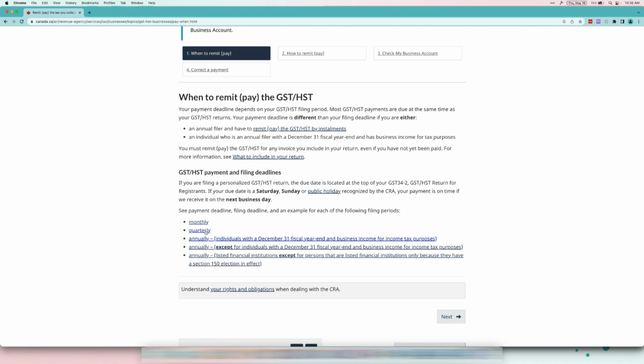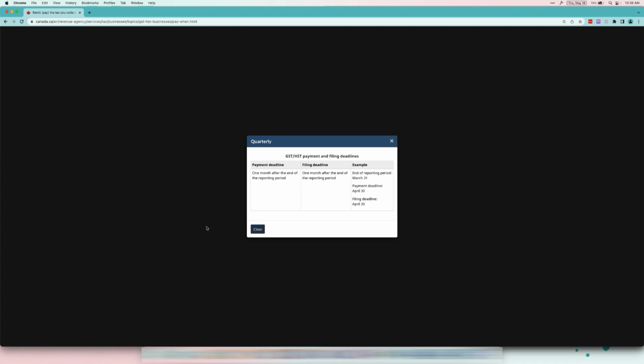For example, let's just do quarterly. It says here one month after the end of the reporting period. So if you're thinking everyone on quarterly would be January to March and then April to June, so let's say January to March, Q1, right? It's going to be due April 30th. Generally, yes, those are the due dates.